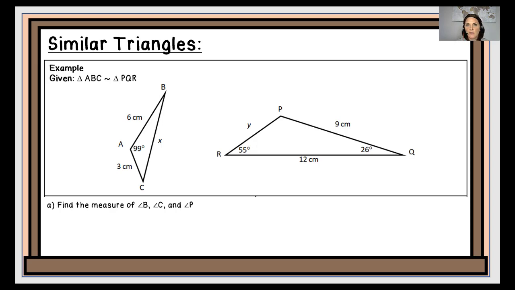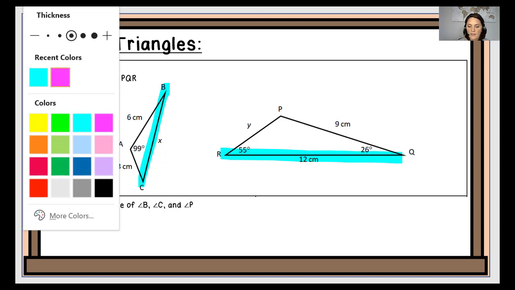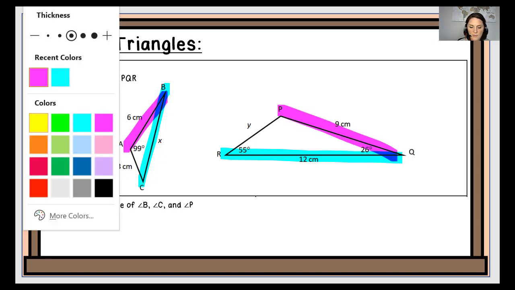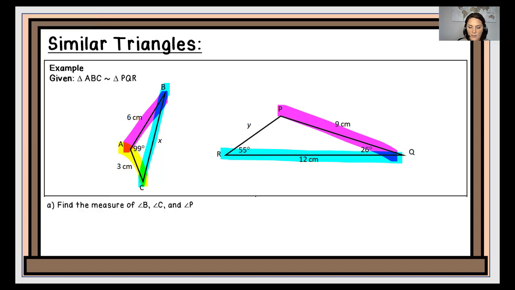So the first thing I'm going to do is get my highlighter and highlight the corresponding side lengths, because that's easier to see which things correspond with what. I'll start by looking for the longest side length on both triangles, and I'll highlight that in blue. Next, I'll look for the second longest length, and I'll highlight that in pink. And last but not least, the smallest side length, I'll highlight in yellow. You can use whatever colors you like.